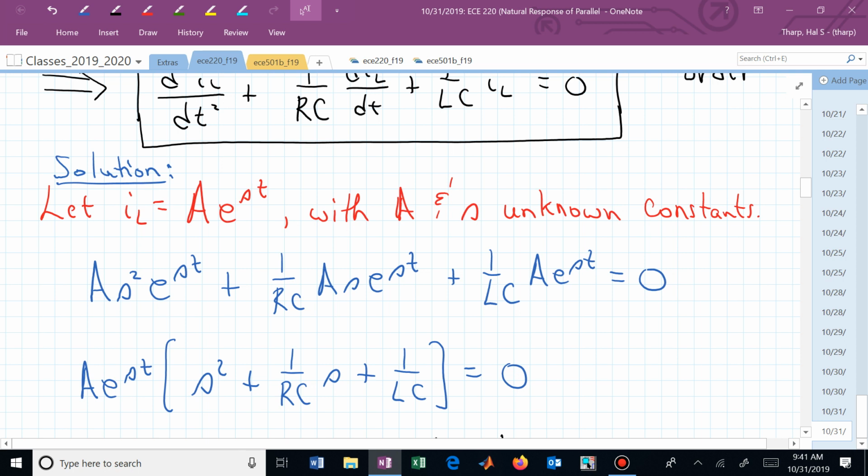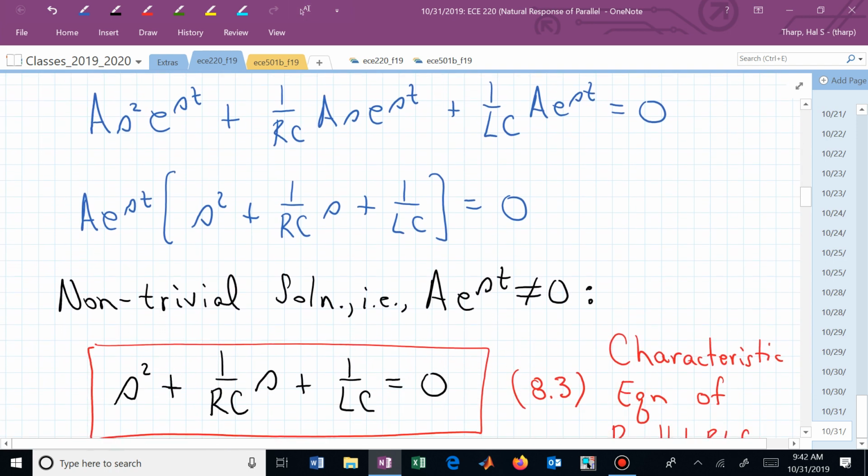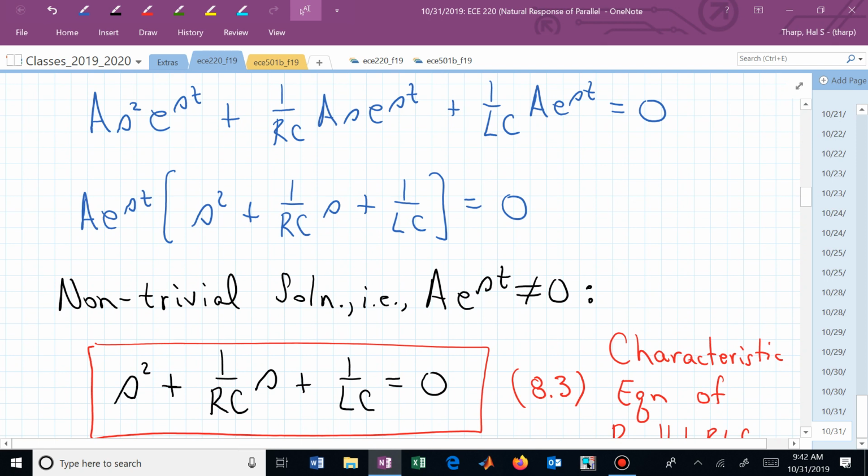But if we want a non-trivial solution, all that means is we really want A e to the st to be something other than 0. All we need is that product to equal 0 and we're getting close to our answers. Setting A e to the st to 0 gets us nowhere in terms of a solution. That just says your solution is 0. Yes, 0 current will satisfy that second order differential equation. We don't want that. We want a non-trivial solution. So we're assuming that A e to the st is not equal to 0. We can divide it out.